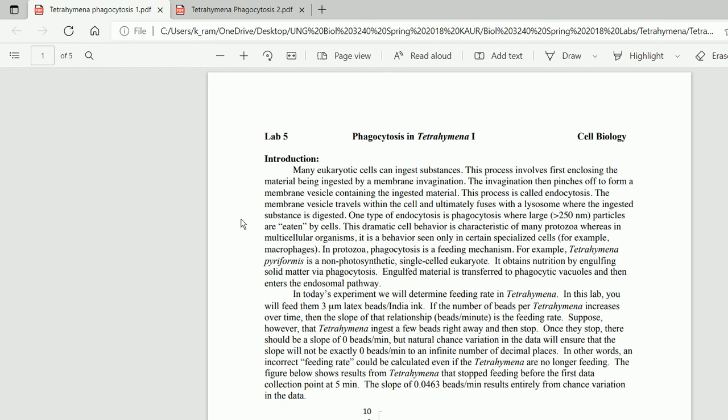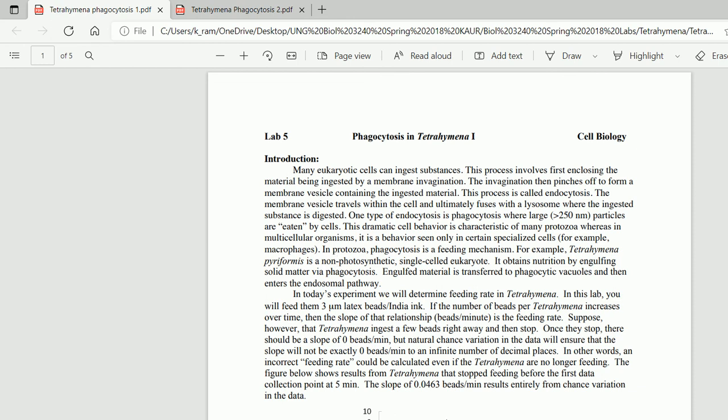This lab has two parts. First of all, we are going to determine the feeding rate in the tetrahymena. We are not going to use latex beads, but we are going to use this India ink dye, and this dye is going to stain the food vacuoles inside the tetrahymena. On the basis of how many vacuoles are getting stained, you are going to count them, and we can determine the feeding rate in the tetrahymena.